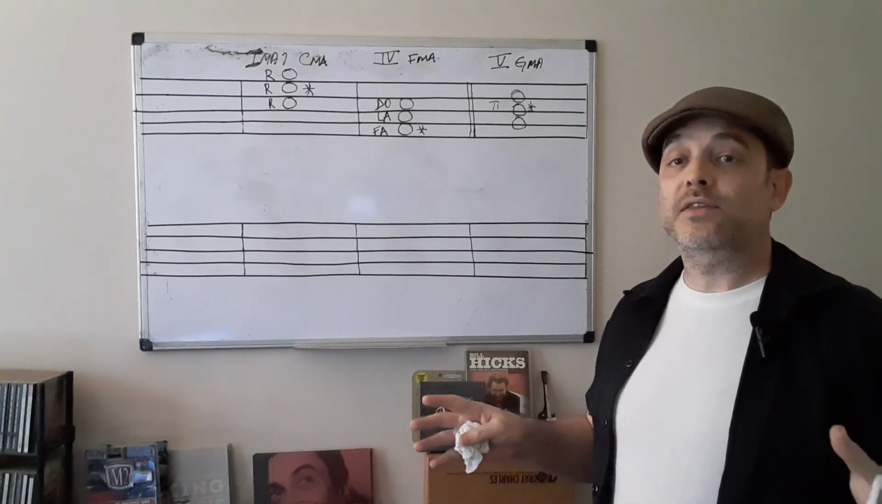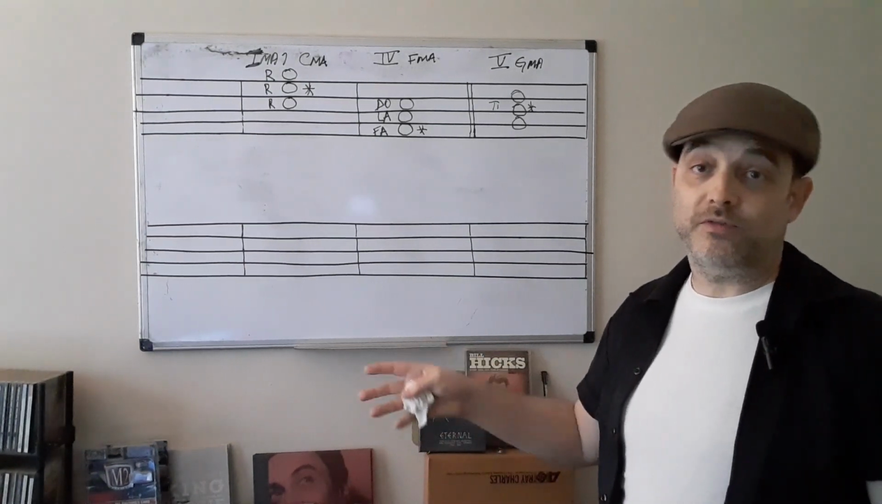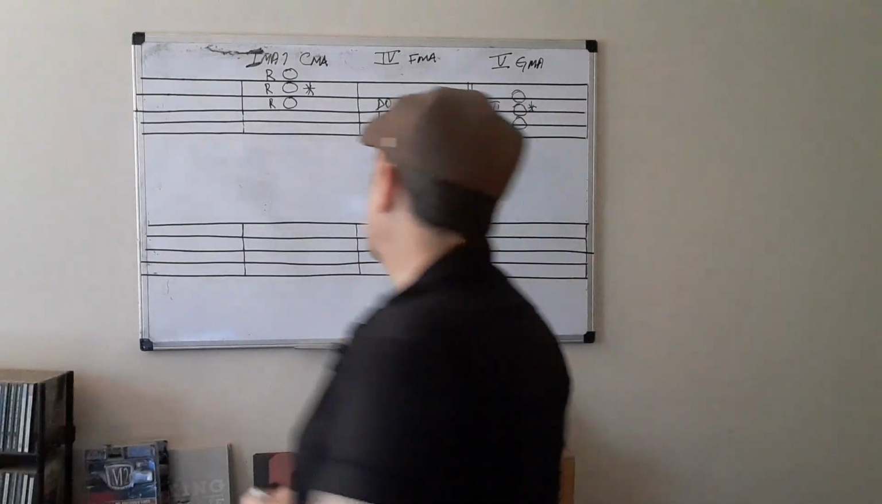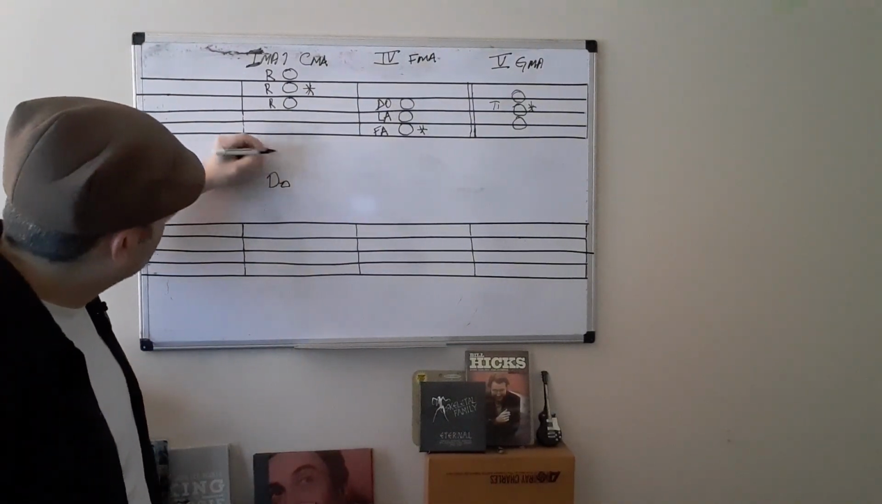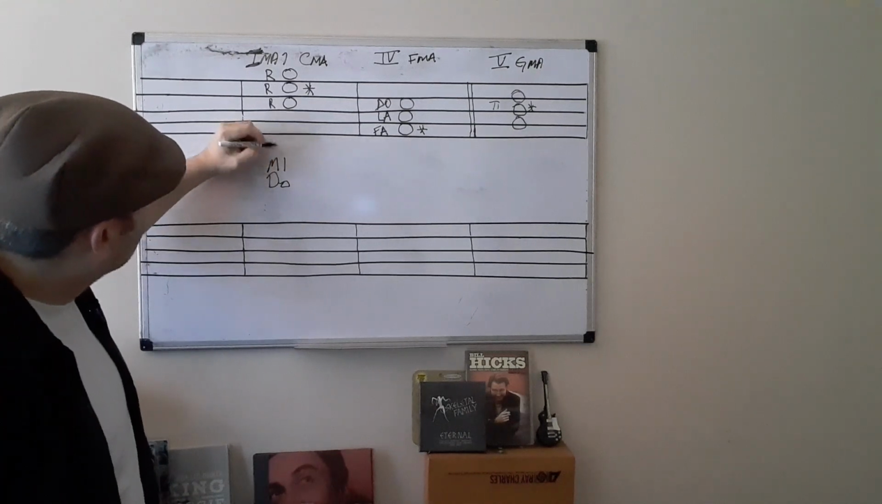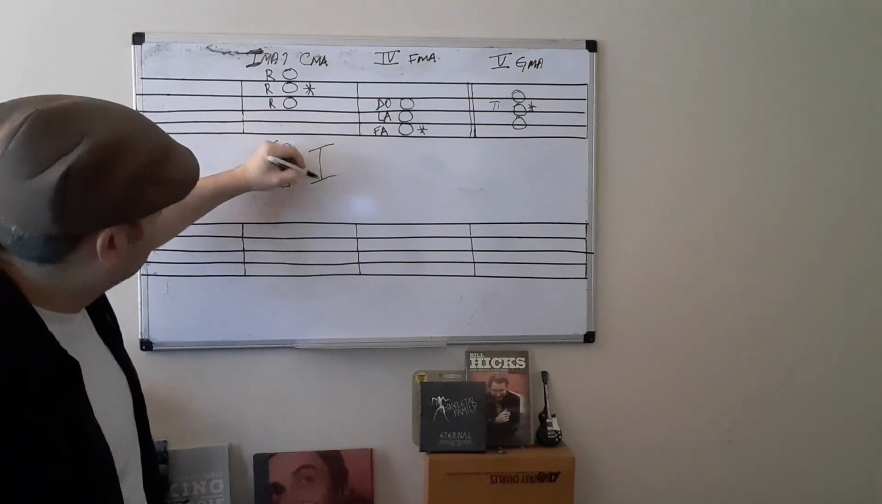Okay, so now let's take these melody notes and assign them to the 1 chord, the 4 chord, or the 5 chord. Basically what we're working with is if you have do, mi, or so, that belongs to the 1 chord.